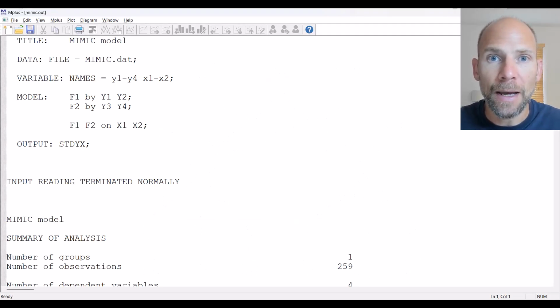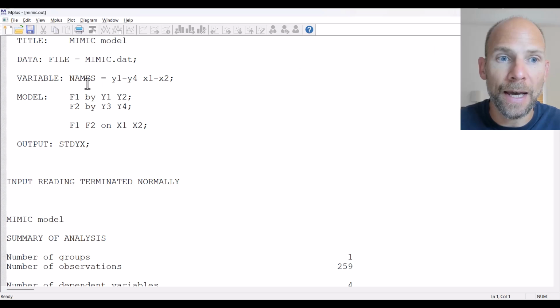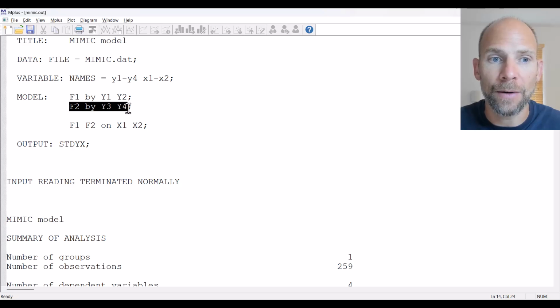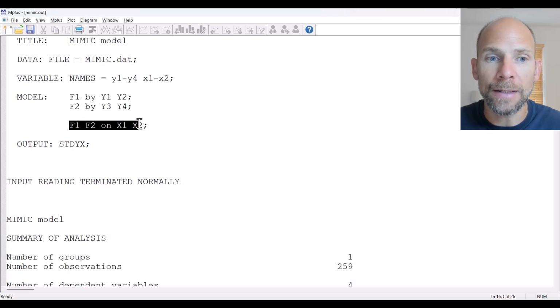Here you can see my Mplus syntax and output file for a MIMIC model example. In this case, I'm using an example where the factors have only two indicators. So you can see here f1 has indicators y1 and y2. f2 has indicators y3 and y4, and then both f1 and f2 are regressed on two covariates, two exogenous variables, x1 and x2. So those are manifest variables.